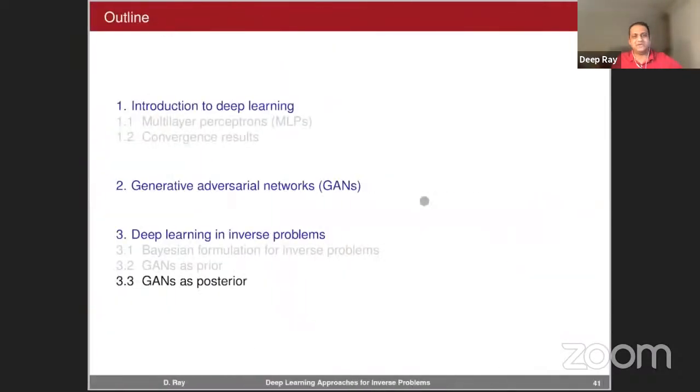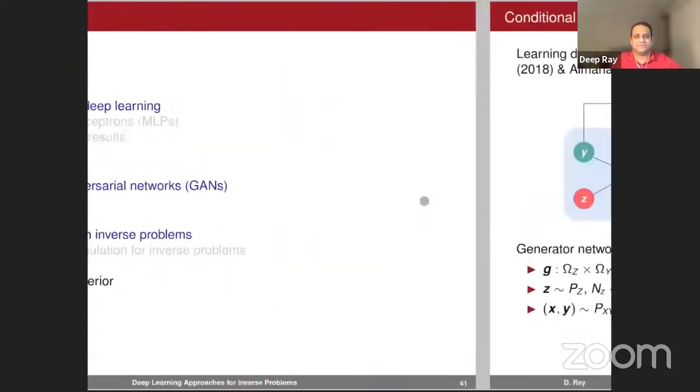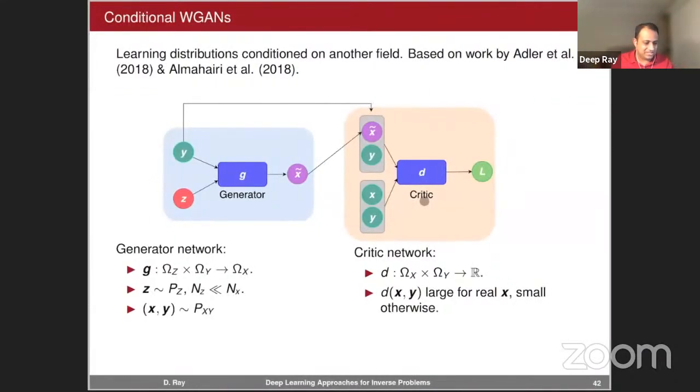So good. So we can actually get into GANs as a posterior. To understand GANs as a posterior, we have to look at a slightly different kind of conditional GAN. These are GANs which learn distributions conditioned on some other field. This conditional Wasserstein GAN is based on the work by Adler and Öktem. Adler used this kind of conditional GAN to work from a filtered backprojection of a sinogram and then try to reconstruct a high resolution image or phantom from it.